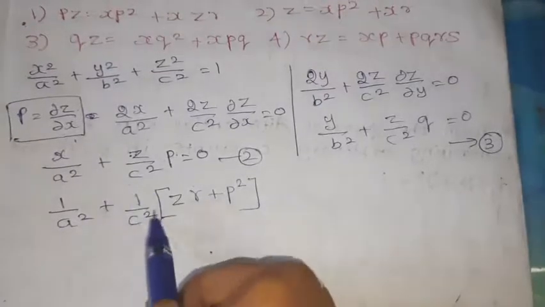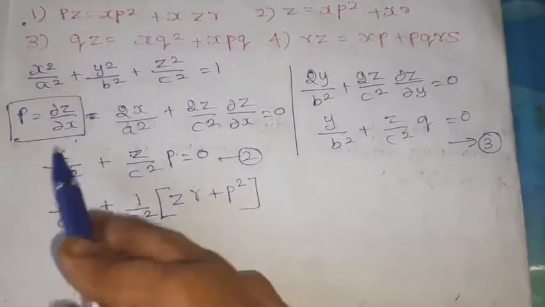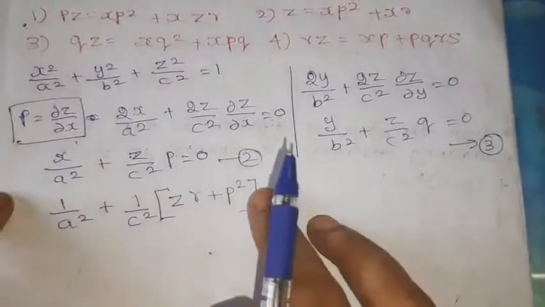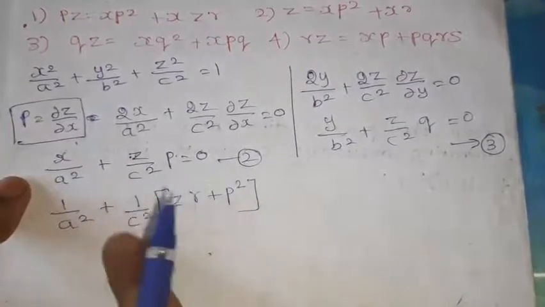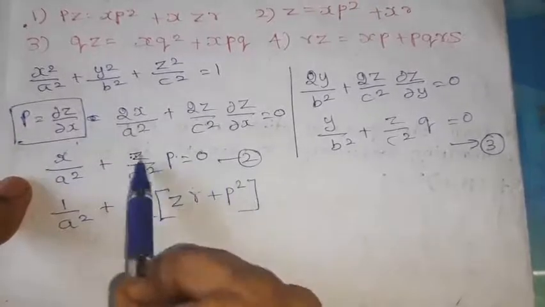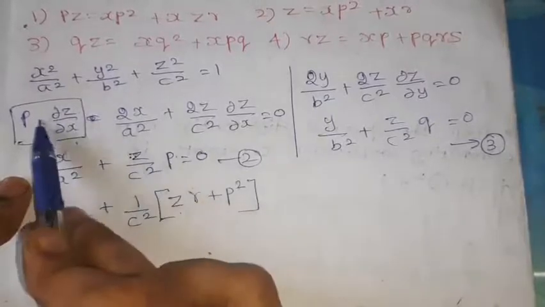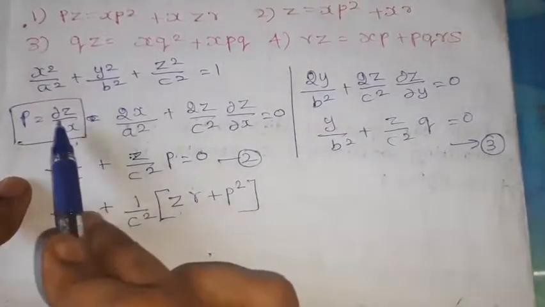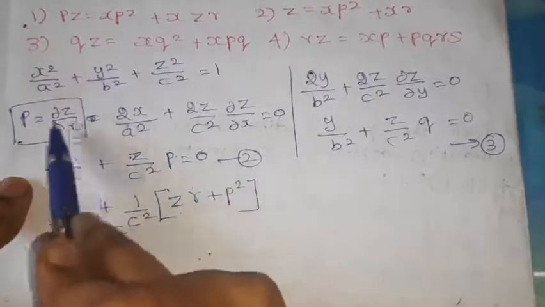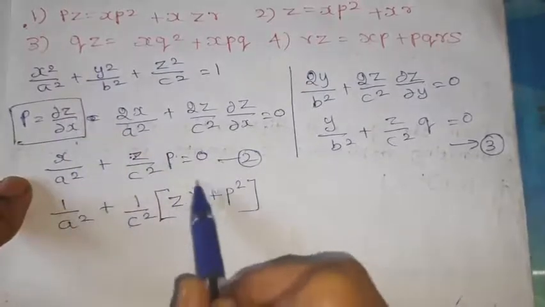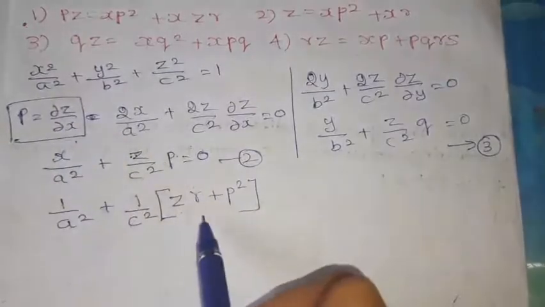See, take 1 by c squared outside. This is a constant. We need to differentiate with respect to x. Again, this equation number 2: x by a squared plus, take 1 by c squared as constant. It is like the uv formula. So keep z as constant and differentiate this term. This term is nothing but ∂z/∂x. Again differentiating, what we will get? ∂²z/∂x², and the equivalent term is nothing but r. We can represent ∂²z/∂x² equal to r.